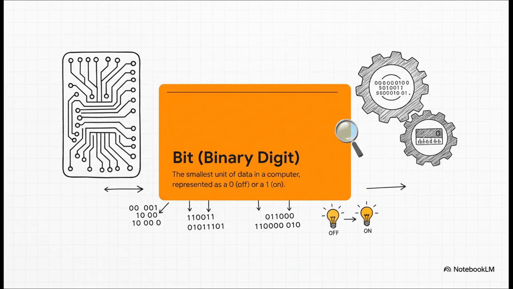So that basic on-off state has a name. It's called a bit, which is just short for binary digit. We represent off with a 0 and on with a 1. Seriously, just think of it like a light switch. And here is the absolute key. Every single piece of information inside a computer, no exceptions, is built from these simple little switches.